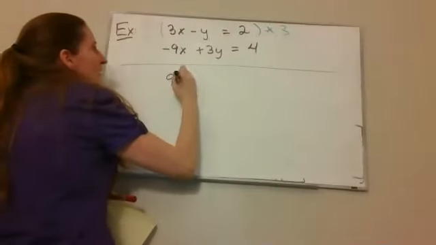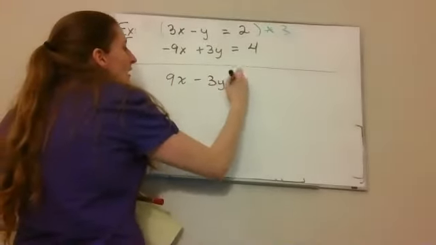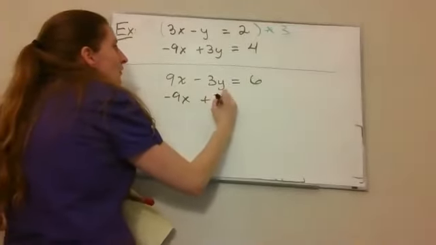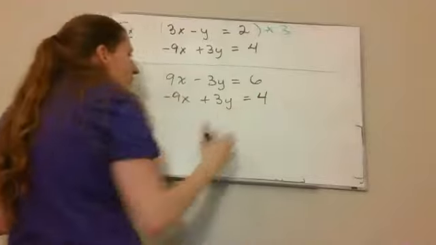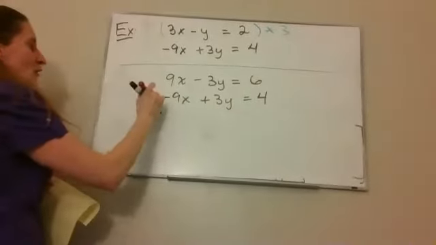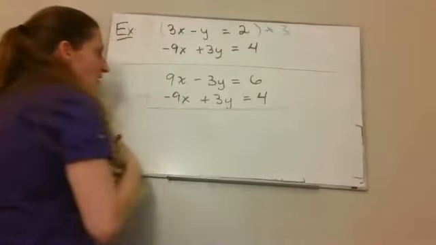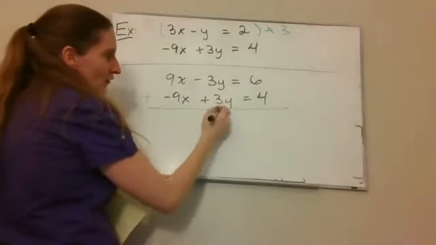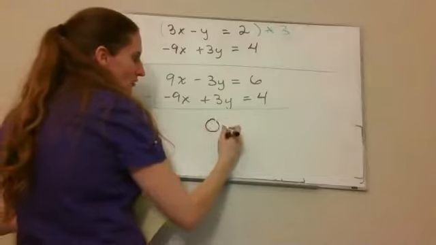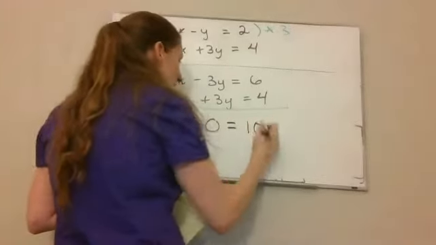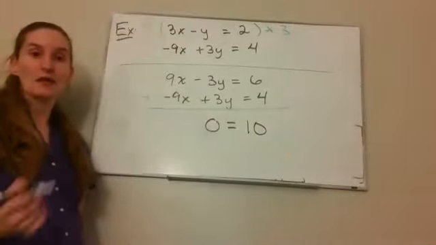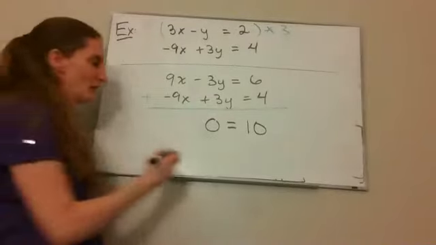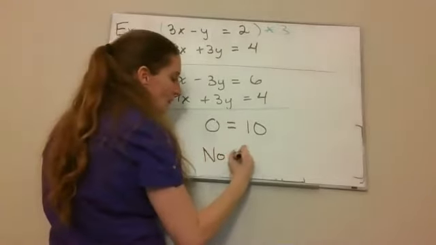That gets me 9x minus 3y equals 6, and negative 9x plus 3y equals 4. So now if I add the equations together, well, 9x and negative 9x is 0, negative 3y and 3y is 0, and 6 plus 4 is 10. So I get 0 equals 10. And does that mean we messed up? No. This just means there's no solution.